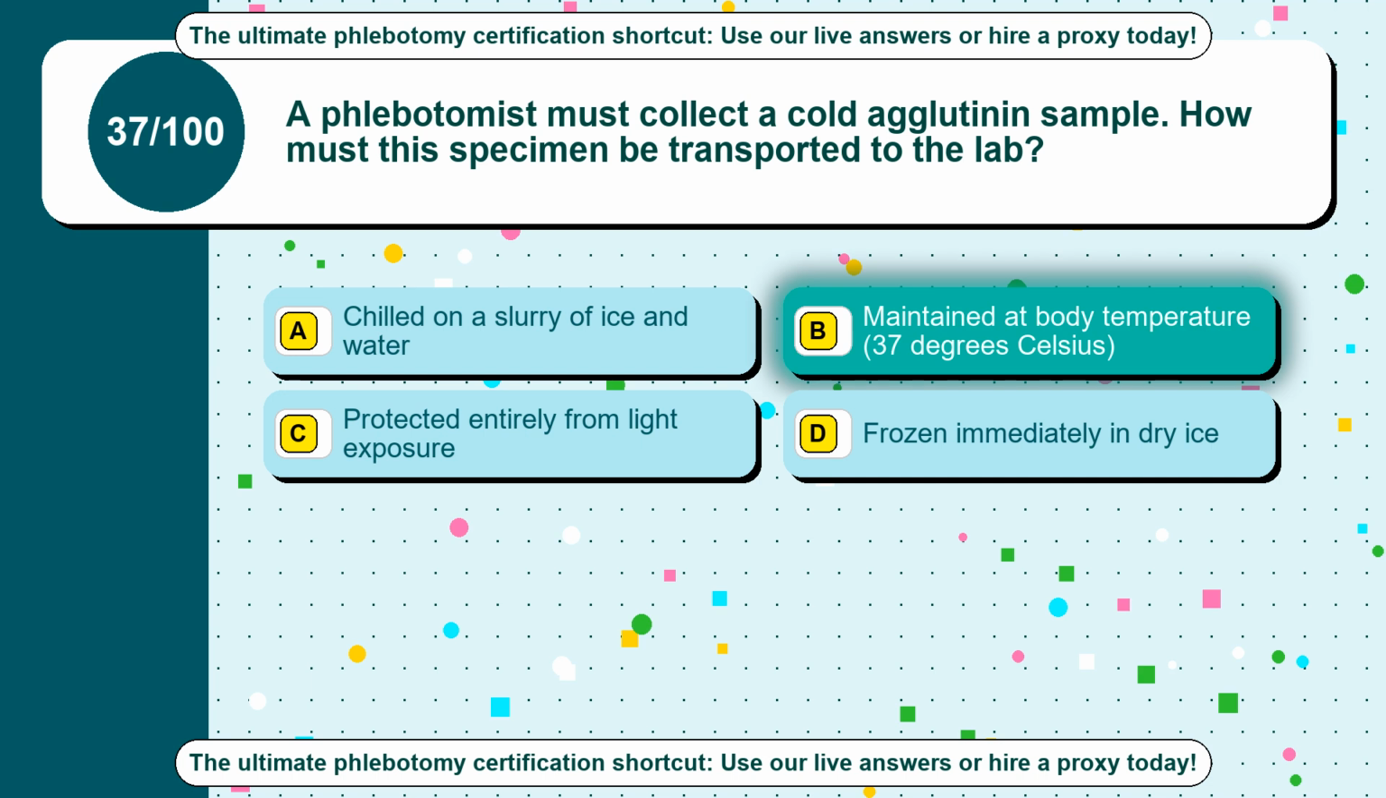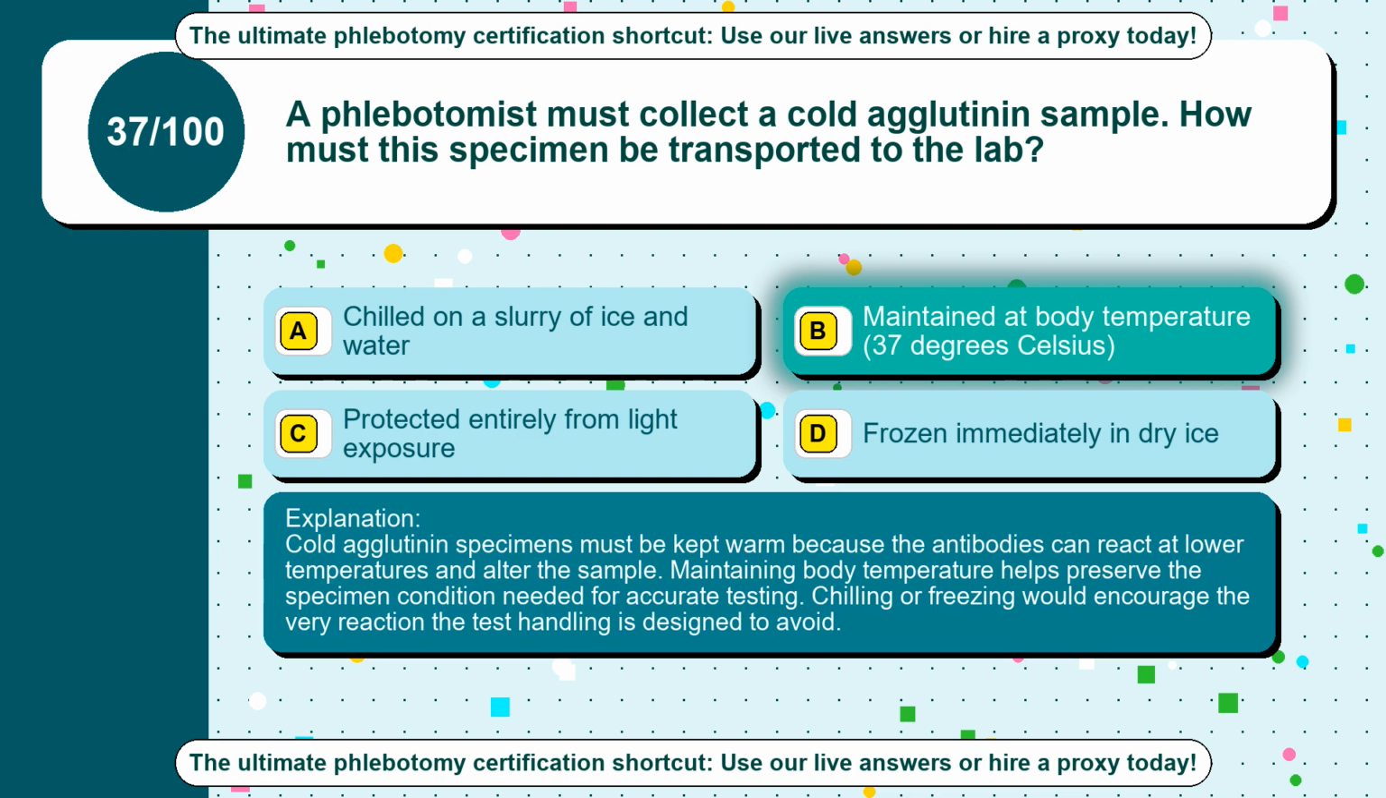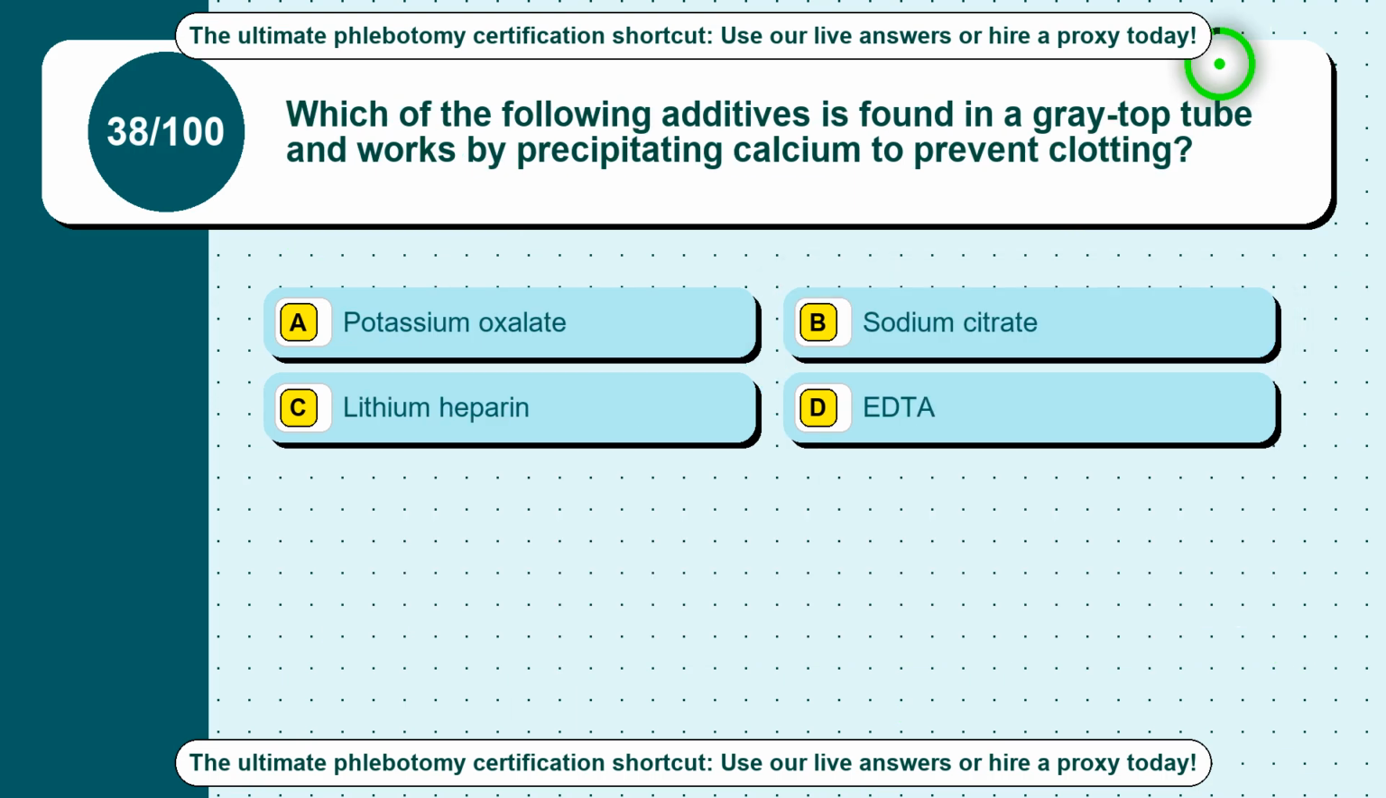The correct answer is option B. Maintained at body temperature, 37 degrees Celsius. Cold agglutinin specimens must be kept warm because the antibodies can react at lower temperatures and alter the sample. Maintaining body temperature helps preserve the specimen condition needed for accurate testing. Chilling or freezing would encourage the very reaction the test handling is designed to avoid. Question 38.